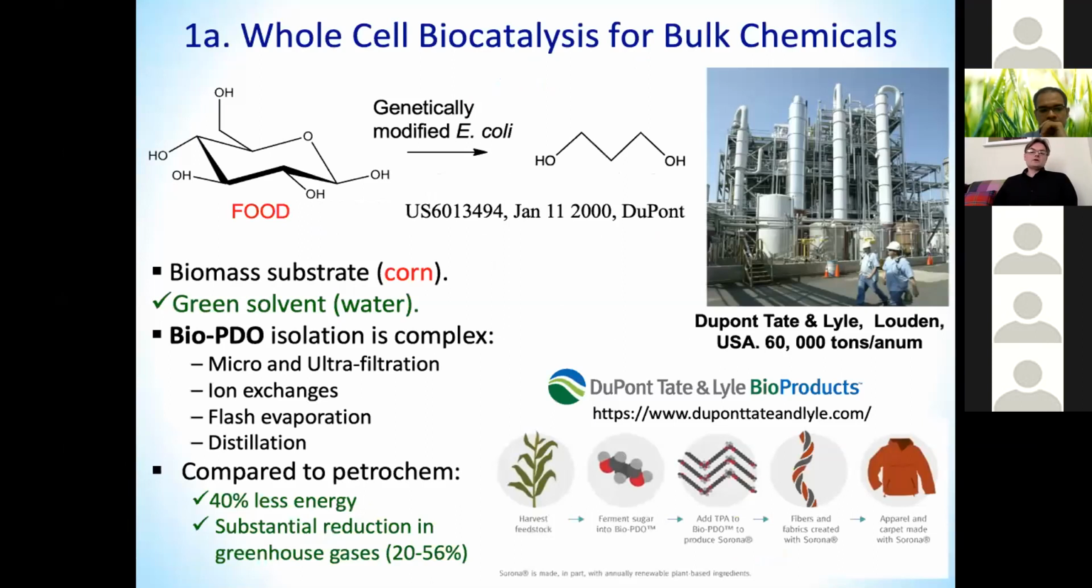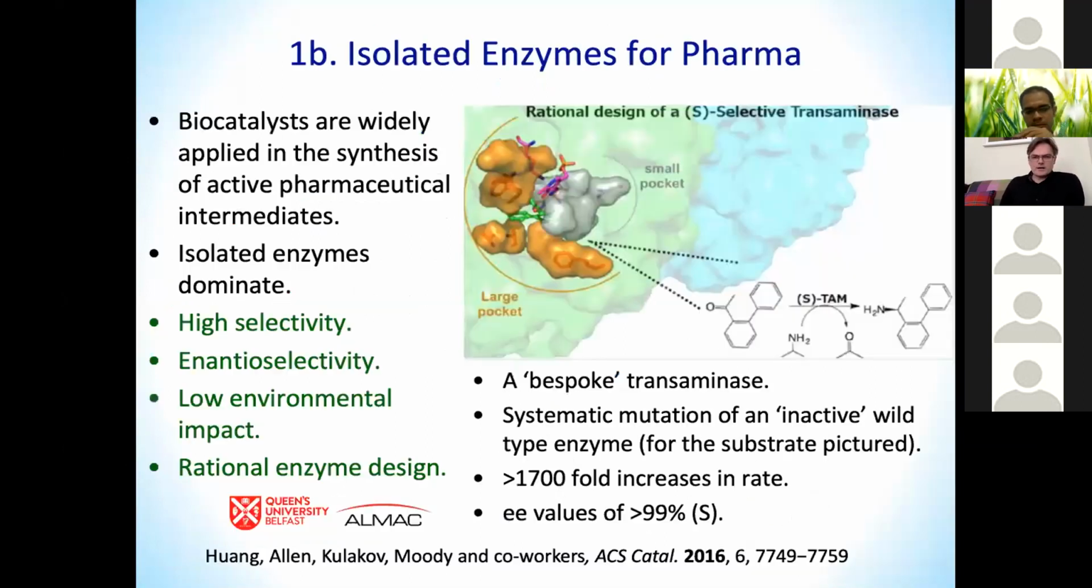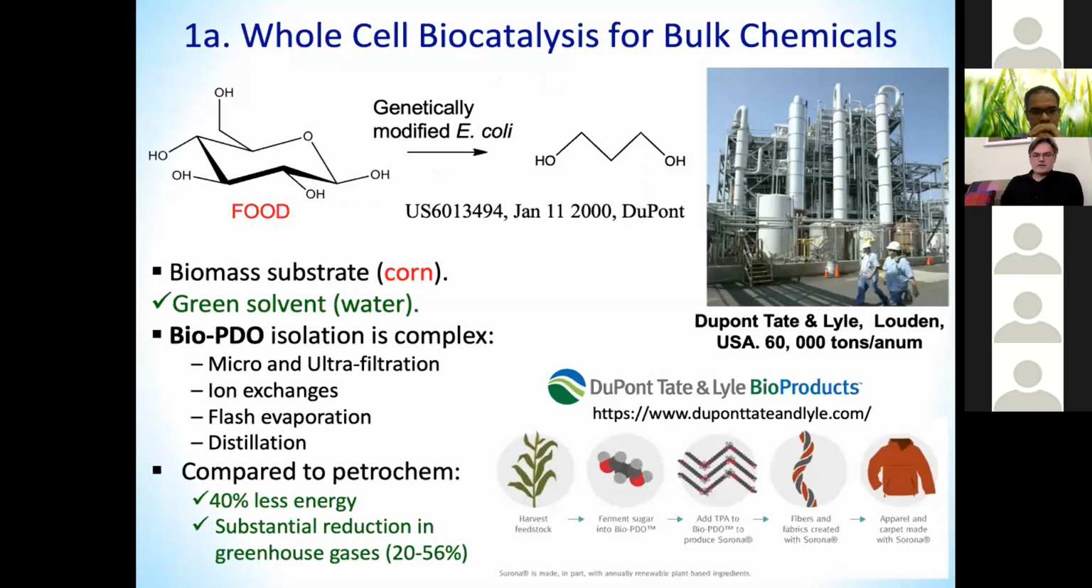So the first process that I want to highlight is actually a whole cell biocatalytic process to produce bulk chemicals. And that is this process to produce 1,3-propanediol. And this is run by DuPont, Tate and Lyle. And it's run on a large scale. And the idea is to convert sugars to 1,3-propanediol, and the 1,3-propanediol is used for lots of things, including materials and as a solvent. And the catalysis itself is affected by bacterium which has been genetically modified.